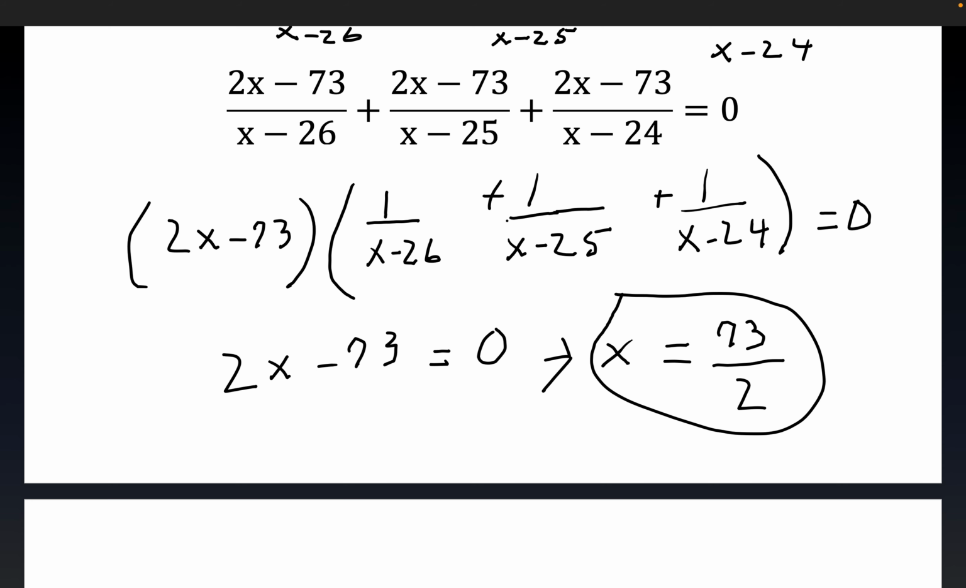So this problem is incomplete in the sense that I've only found one solution. I didn't find any other possible rational zeros. My guess would be this would be the only rational zero, but it is, I guess, a fourth degree equation in some sense, or third degree, maybe third degree. I don't know. But anyway, this is the answer I got, y'all: 73/2.